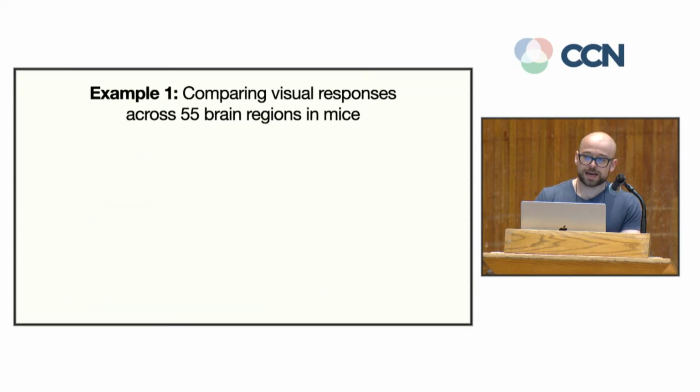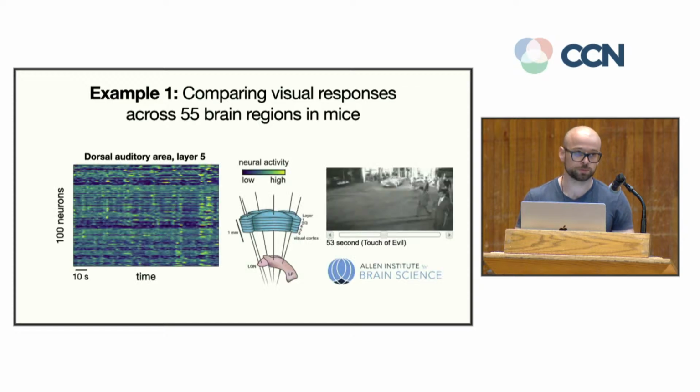Okay, so what I want to do next is walk you through some concrete examples to give you a flavor of the kind of analyses and questions that we would like to be able to answer with this set of tools. So the first example I'm going to walk you through is a comparison of population-level visual responses in 55 brain regions across mice. So we're pooling neural recordings across multiple subjects in this analysis. This is data that's released by the Allen Institute under the Allen Brain Observatory. And it's a 2-minute clip of a naturalistic movie.